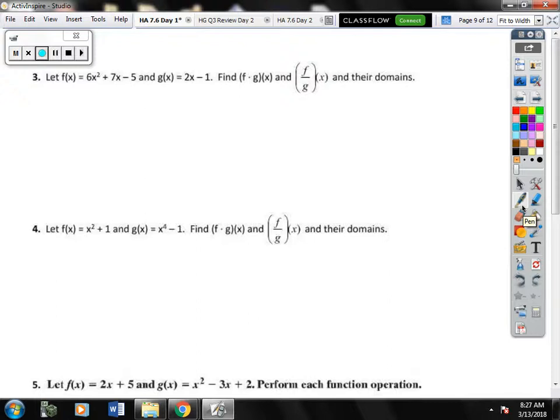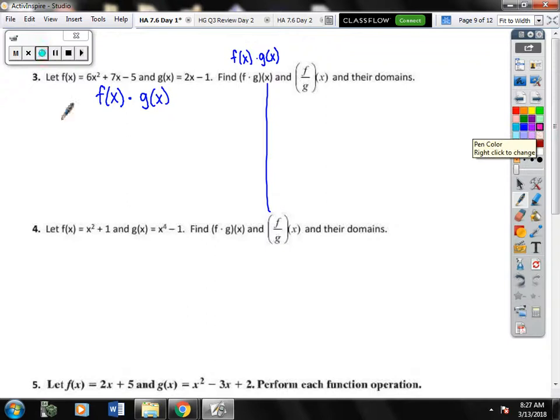So for number 3, they want us to find f times g of x and f divided by g of x. So again, this is the same thing as f of x times g of x. And so we'll do that part over here. And we'll split this up to have our division on the other side. So f of x is a quadratic trinomial.